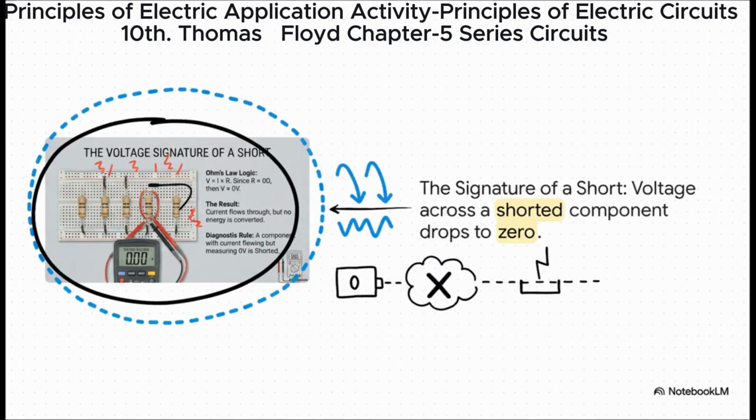Now, the signature of a short is the complete polar opposite. A short, by definition, is a path with practically 0 resistance. So let's go back to our old friend Ohm's law. V equals I times R. This time, R is basically 0. So what happens? Well, it doesn't matter how much current you're pushing through it. If you multiply by 0, the voltage drop is going to be 0. So the diagnostic rule here is just as simple. If you measure 0 volts across a component that should have a voltage drop, you've found your short.